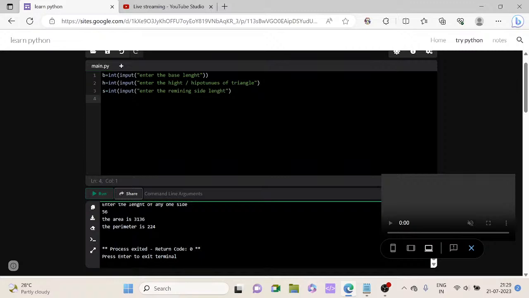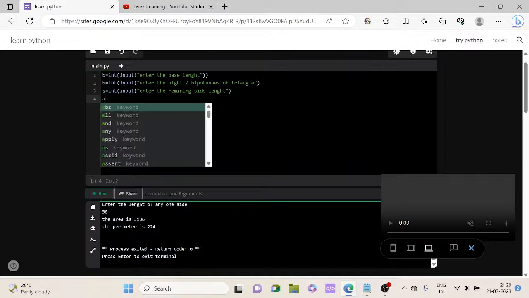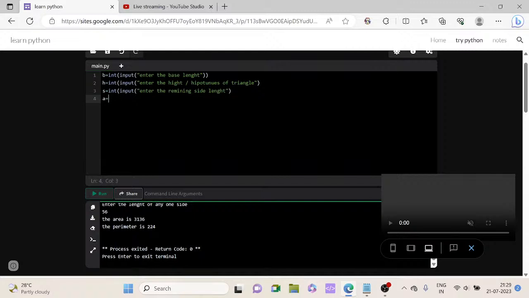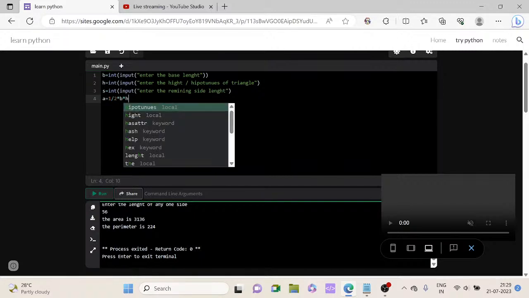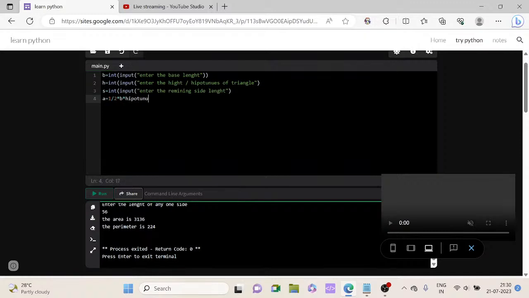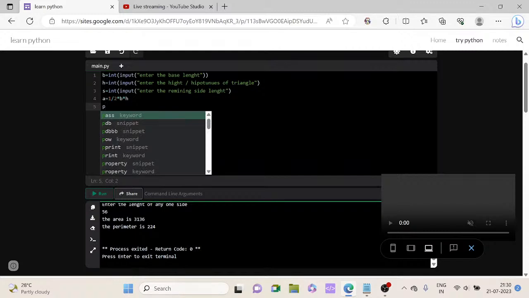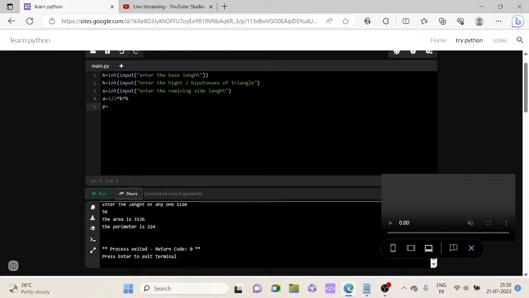So now next we will be giving a variable a equal to, first thing we need to find the area. So area equal to half into b into h. So that's the area. Next thing, no need of hypotenuse. Next thing, perimeter. Perimeter is equal to all the sides added, b plus h plus s.